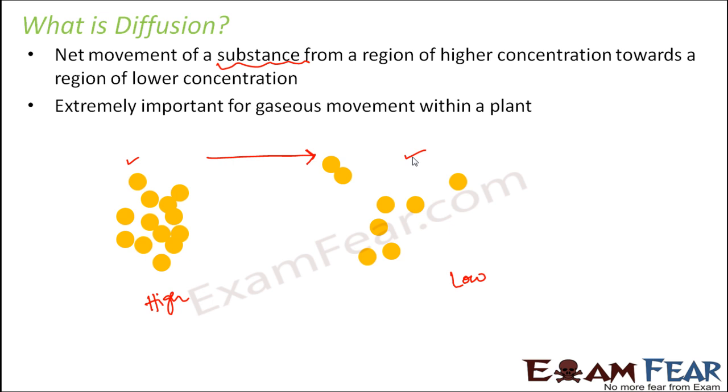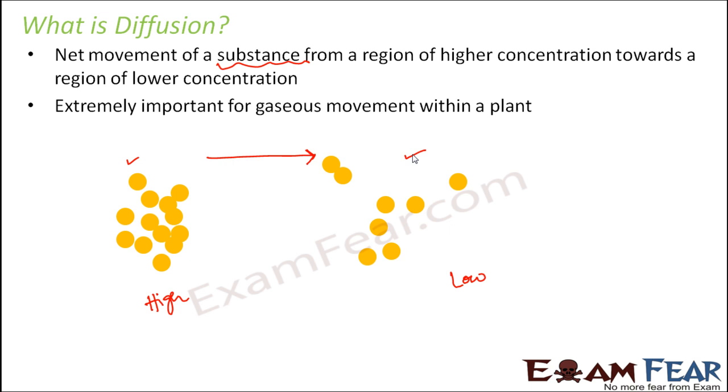So this is extremely important for gaseous movement within a plant. In a plant, diffusion plays a very important role in the way gases move inside it. Because, as I just told you, plants need quite a few gases very urgently, whether you talk about carbon, hydrogen, or oxygen, they need all of these gases. So this process helps in the movement of these gases from regions of high concentration towards regions of low concentration within a plant.